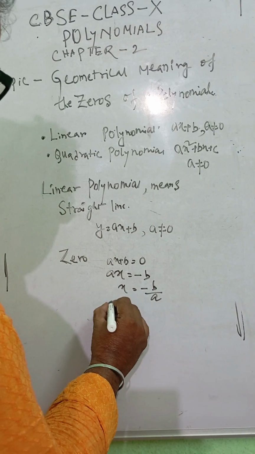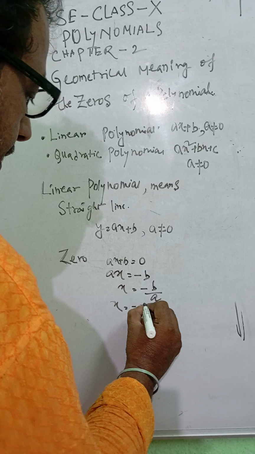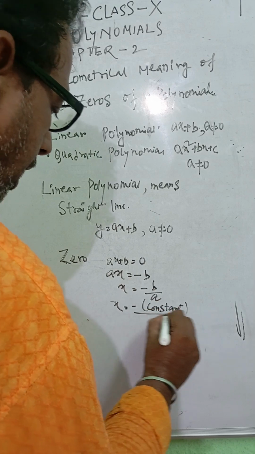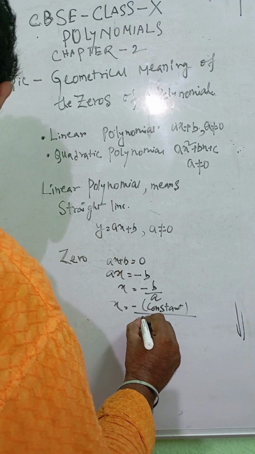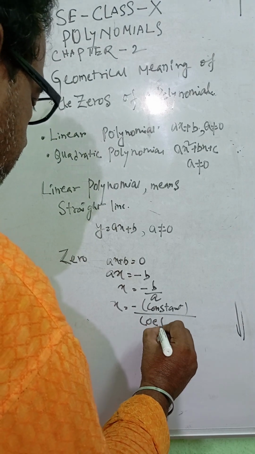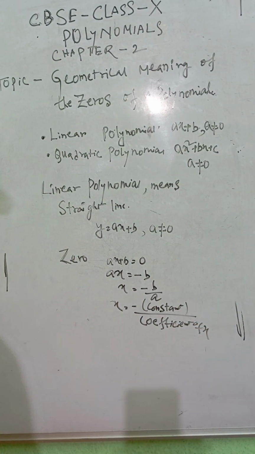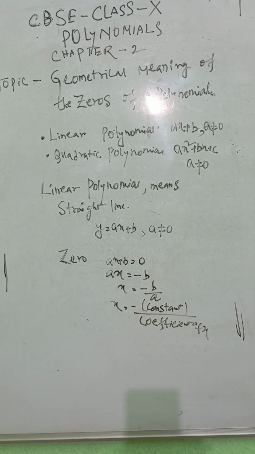Otherwise we can say minus constant by coefficient of x. This is for linear polynomials. What is the value of the zero? The zero is minus b by a.